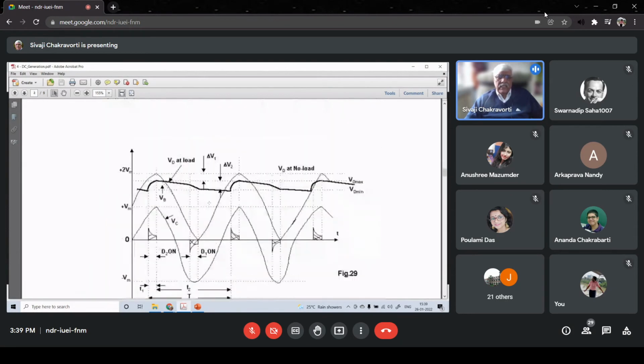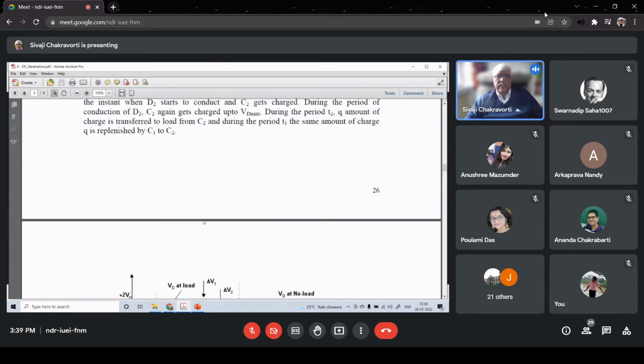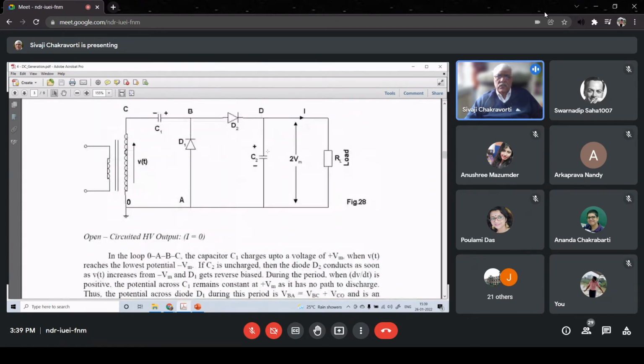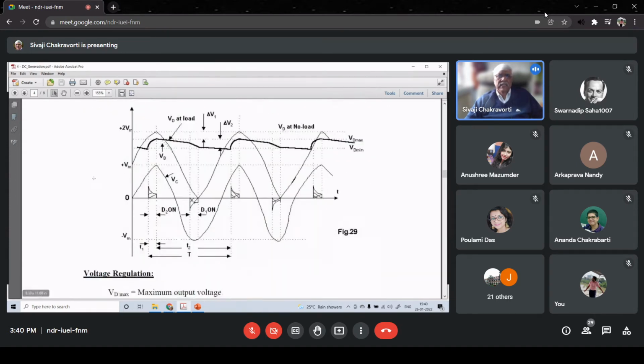And then the solid line is nothing but the output terminal voltage. Starting from theta equal to 90 degree, it reached its maximum voltage. Which voltage? That is the voltage across C2, that is the output voltage. Then it starts decreasing, because now diode D2 is reverse biased, so C2 is discharging through RL. And therefore you can see it starts dropping. But then something interesting happens.